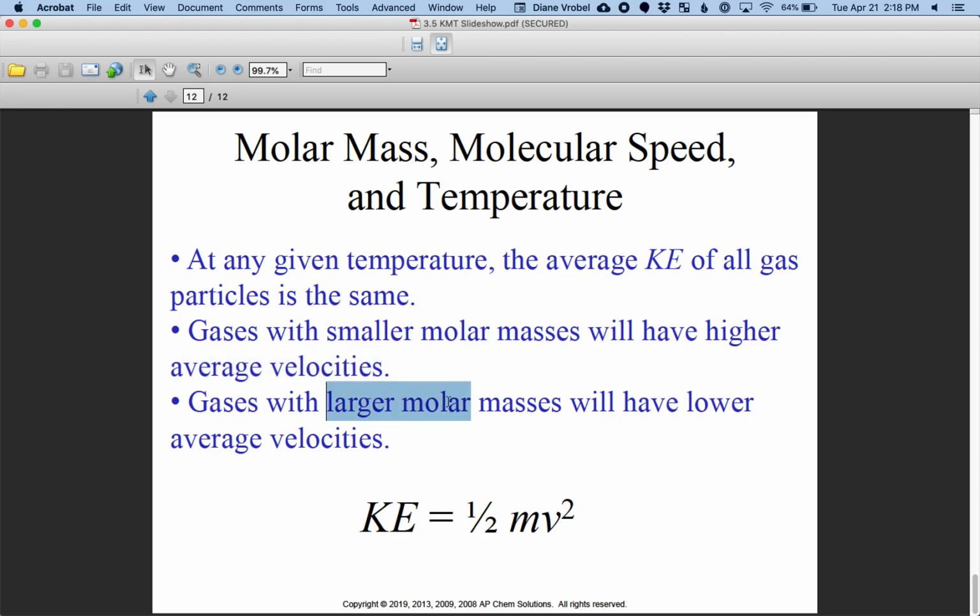Whereas gases with larger molar mass are going to have a lower average velocity. So it's going back to the baseball and basketball argument. Oxygen is a larger mass, so as a result, it's going to have a lower average velocity, and its peak is going to be a sharper peak. So there's going to be less of a wide spread in the different molecular speeds.